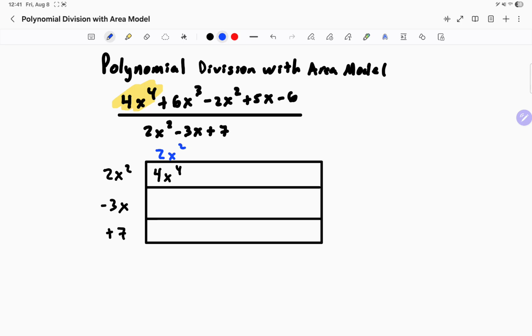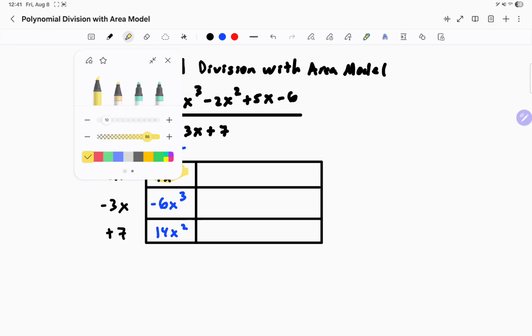And now we'll complete this area model as if we're just multiplying the sides of a rectangle. 2x squared times 2x squared gives us our 4x to the fourth. Negative 3x times 2x squared gives us negative 6x cubed. And 2x squared times 7 gives us 14x squared. Now that we completed this, let's section it off. So now in our area, we have a 4x to the fourth.